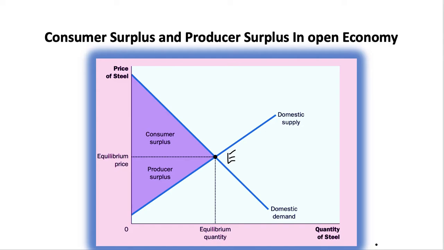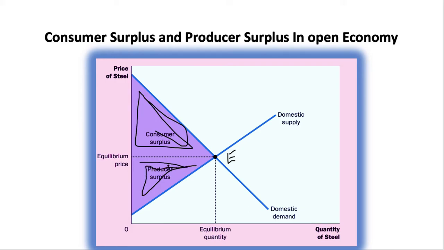Today's lecture is consumer surplus and producer surplus in open economy. Before this lecture, we have covered consumer surplus and producer surplus in closed economy, in which we have found that this whole triangle is known as consumer surplus, and this triangle is known as producer surplus.